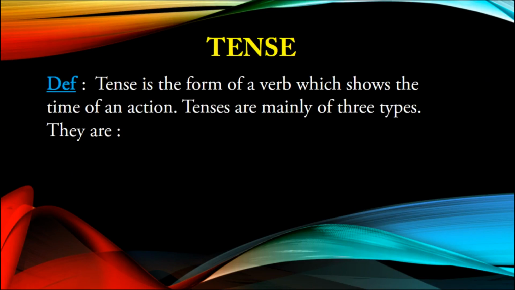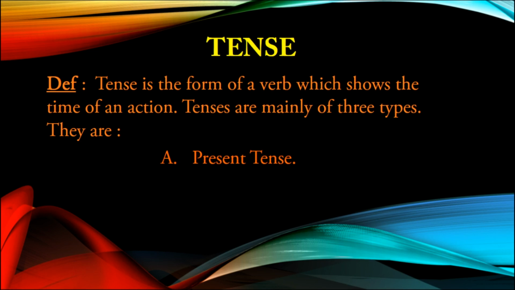Tenses. Tense is the form of a verb which shows the time of an action. Tenses are mainly of three types. They are A. Present tense, B. Past tense, and C. Future tense.